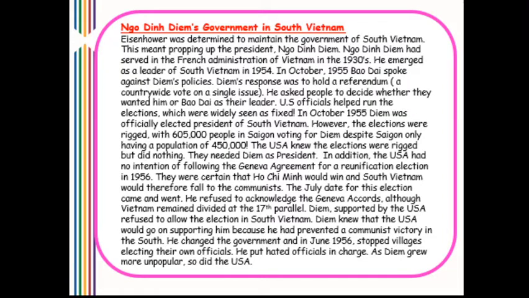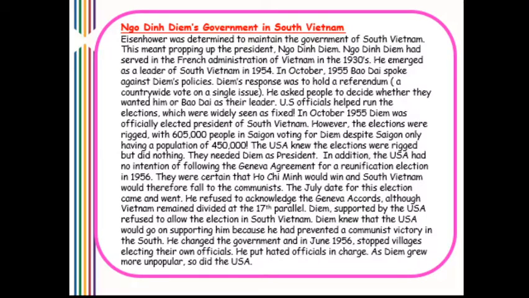In addition, the USA had no intention of following the Geneva Agreement for a reunification election in 1956. So remember, at the Geneva Accords, they said that North and South had to be reunited with official elections, but the US didn't really have any intention of letting that happen because they thought that Ho Chi Minh would win and South Vietnam would therefore fall to the communists. The July date for this election came and went. He refused to acknowledge the Geneva Accords, although Vietnam remained divided at the 17th parallel. Diem, supported by the USA, refused to allow the election in South Vietnam. Diem knew that the USA would go on supporting him because he had prevented a communist victory in the South.